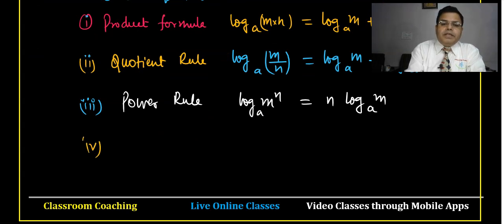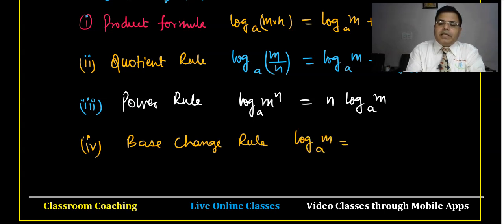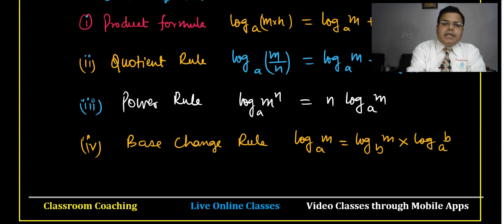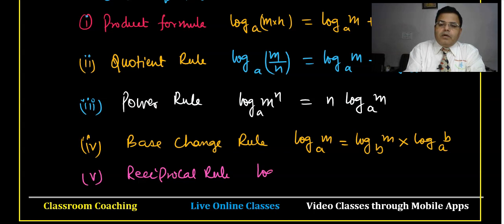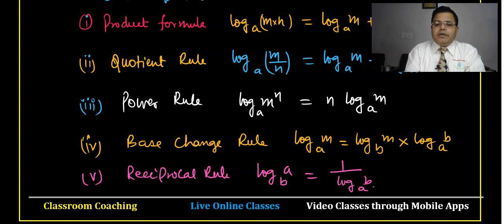And the fourth one is the base change formula, or base change rule. What is that? If there is log of m to the base a, then this can be written as log of m to the base b, where b is a new base, multiplied by log of b to the base a. That is called the base change formula. Then there is another one called the reciprocal rule. In this rule, log of a to the base b is equal to 1 upon log of b to the base a.